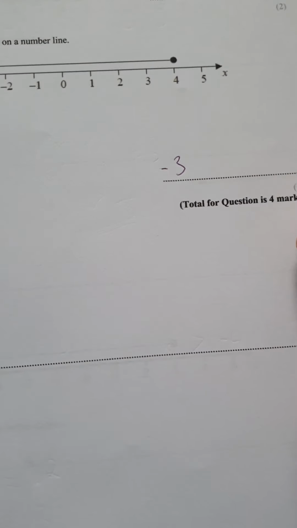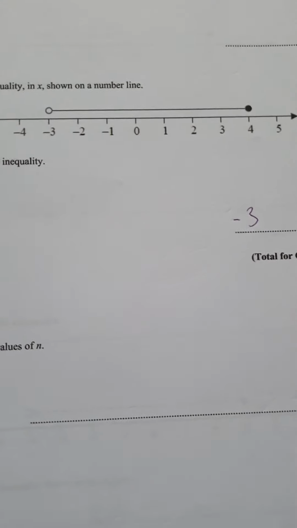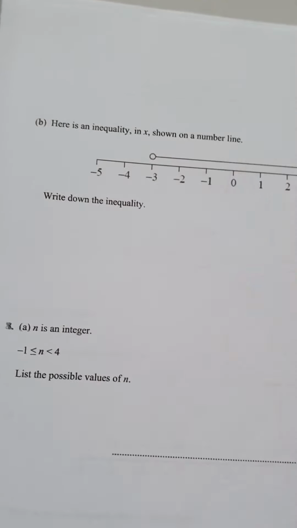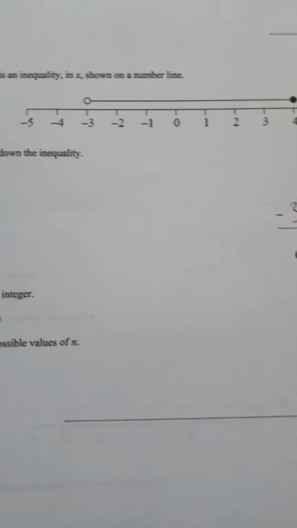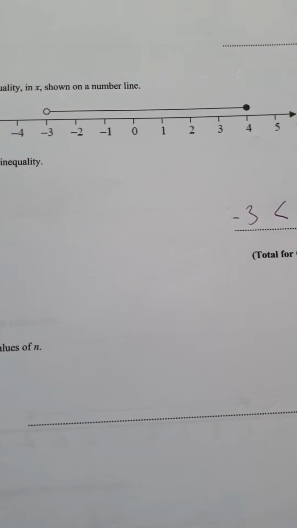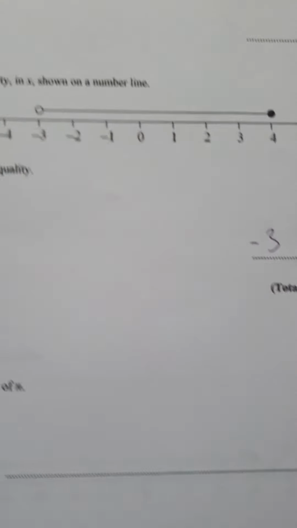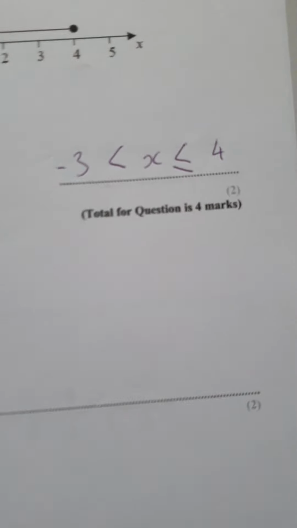So I know I need to go between -3, x, and 4. It's just about working out what signs will be in there. Well, as x needs to be in between, it's going to be greater than that -3 and 4 is going to be greater than that x. But because this 4 has got the filled in dot, that means it's "and equal to", whereas the minus 3 doesn't. So that would be our final inequality.